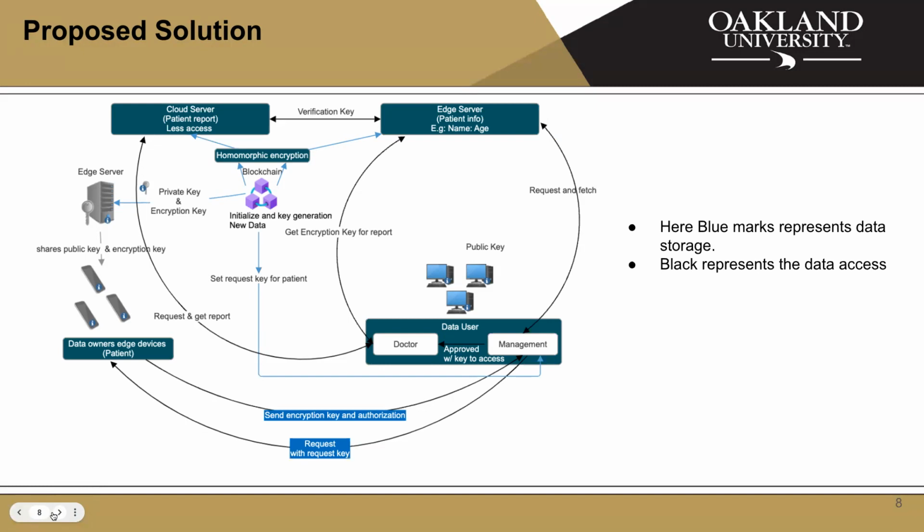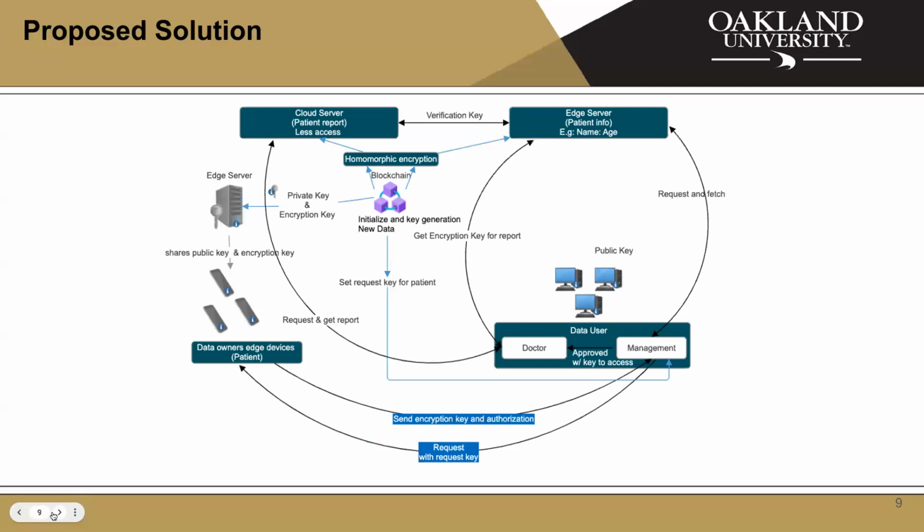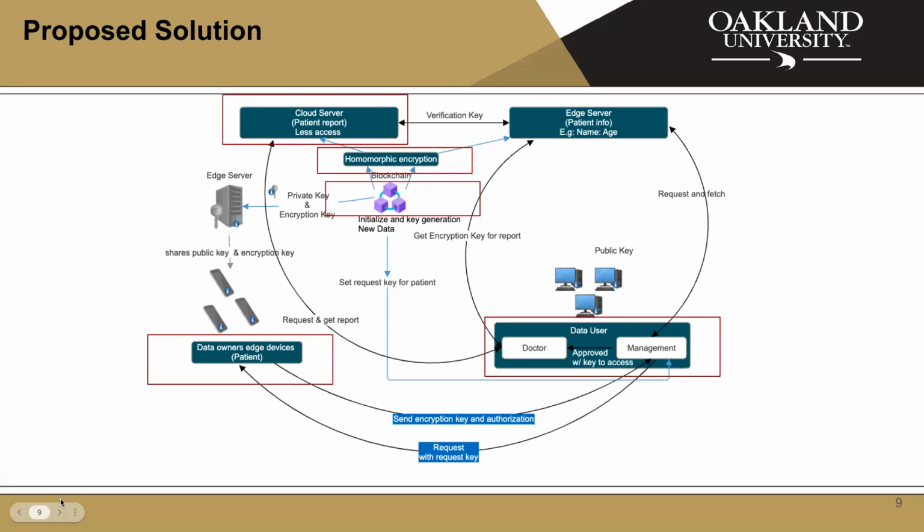Here, the blue marks represent the steps during data insertion to the edge and cloud, and the black arrow indicates the process during data access. Our whole proposed solution is basically divided into four major things. One is the cloud server, the homomorphic encryption, and the blockchain.